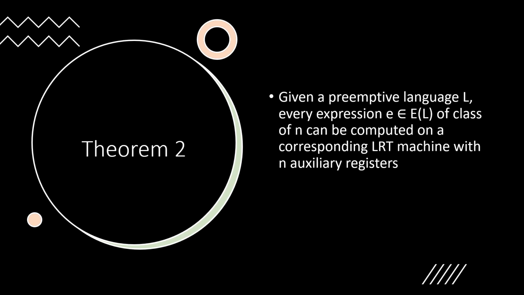The next important thing to note is that by Theorem 2, given a preemptive language L, every expression E that's an element of the expressions in L, of class n, can be computed on a corresponding LRT machine with n auxiliary registers. What does this mean? An expression of class n, as I touched on earlier, is essentially the amount of memory needed in an LRT machine to compute it. If we have a preemptive language and an expression that requires n auxiliary memory slots, then there exists an LRT machine with n auxiliary registers that can compute it.